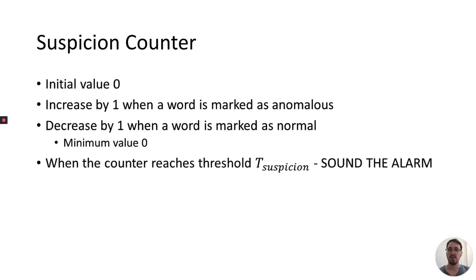In the second phase of the algorithm, we added what we called a suspicion counter. This counter is initialized to 0, increases when the pair-word anomaly detector, the first phase, detects an anomalous word, and decreases whenever it detects a normal word. It cannot go lower than 0. When the counter reaches a threshold, that's when we actually sound the alarm. That's the output of the whole method.